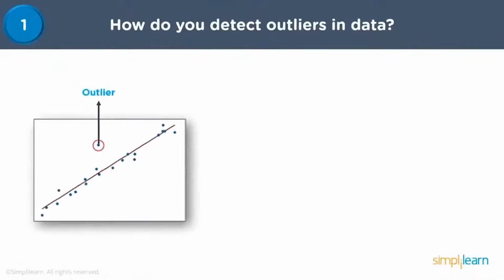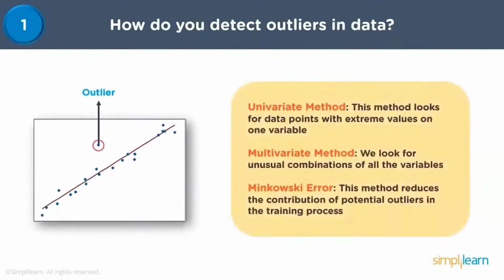So in data analytics and machine learning, you often find data points that lie at an abnormal distance from other points in a random sample from a population. Those are called outliers. Now outliers in data can significantly impact any prediction analysis. There are majorly three different methods to treat outliers. First, we have the univariate method. It is one of the simplest methods for detecting outliers.